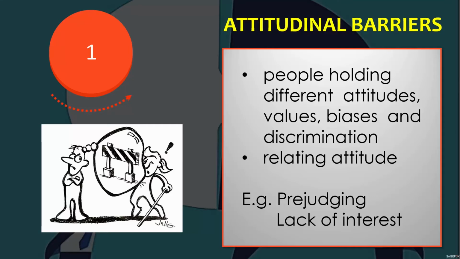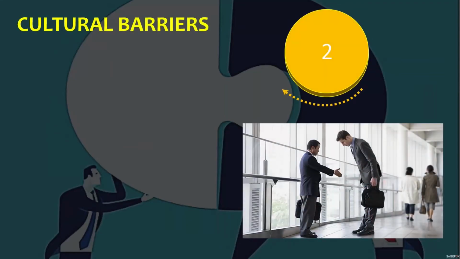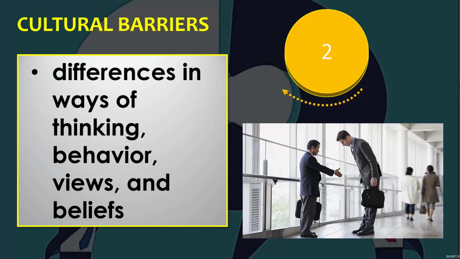Another example of this is lack of interest and attention, tuning out information that one finds uninteresting and not giving necessary attention to the speaker or the message. Our number 2 barrier is what we call the cultural barriers. It is discomfort or hesitation in communicating because of cultural factors such as differences in ways of thinking, behavior, views, beliefs, and insensitivity to the culture of others.